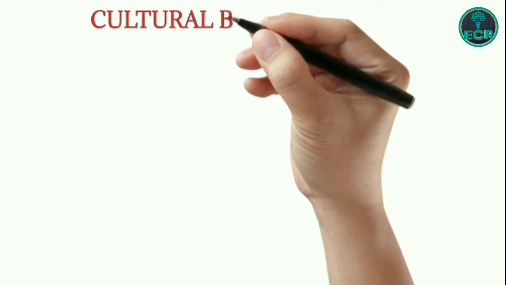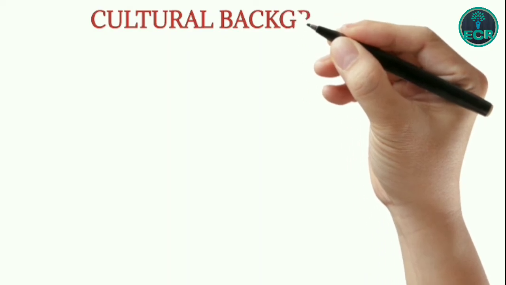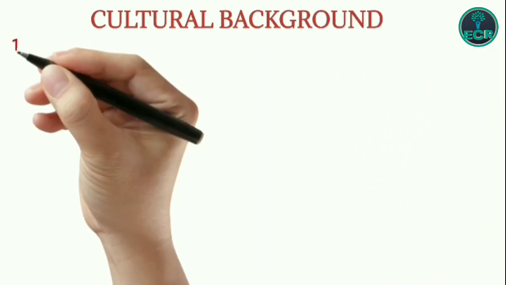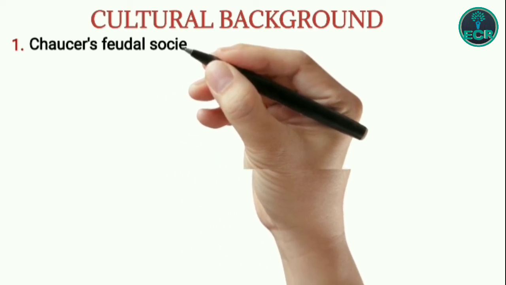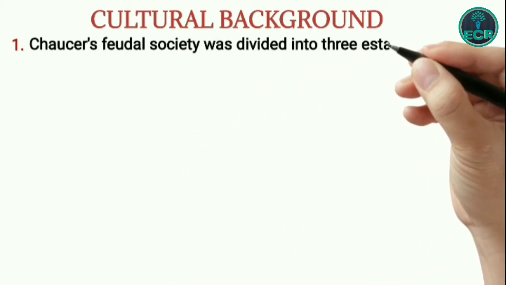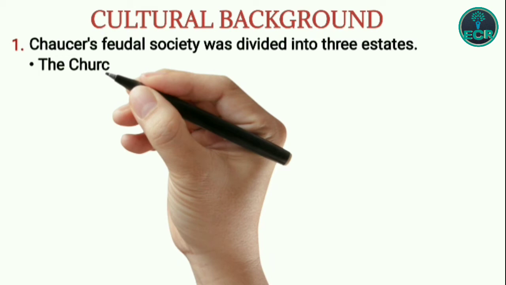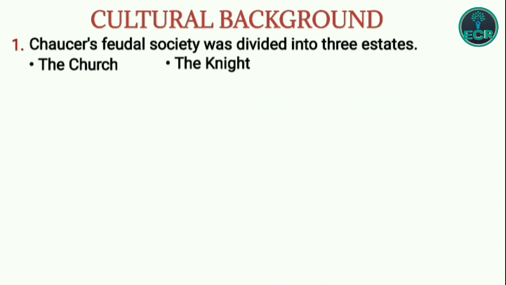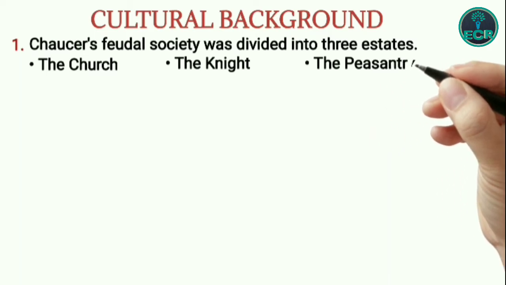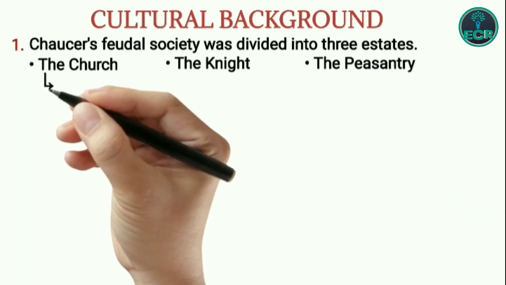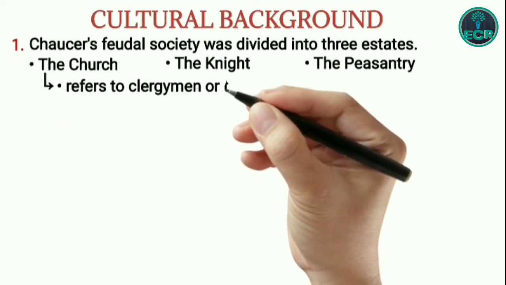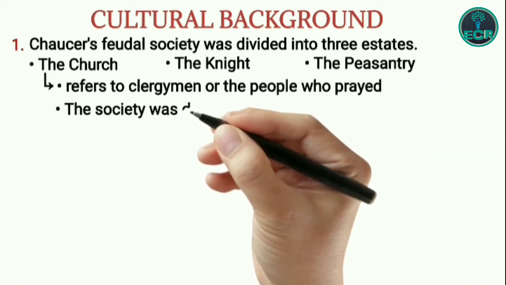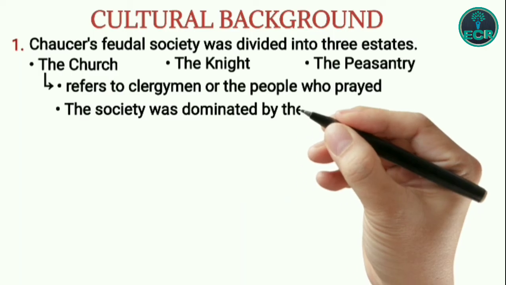Now, our next topic is cultural background. Chaucer's feudal society was divided into three estates: the church, the knight, and the peasantry. The church refers to clergymen or the people who prayed. The society was dominated by the church.